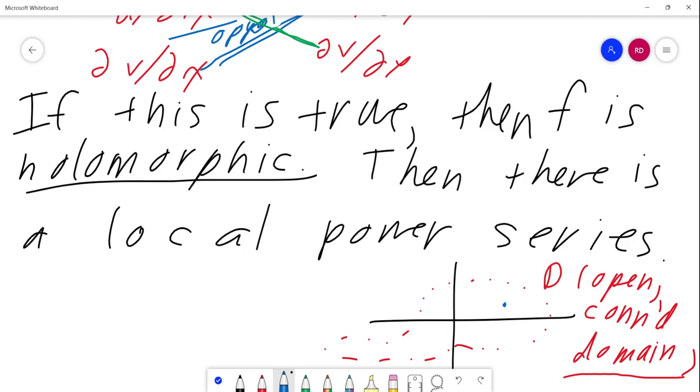So we pick a point here, z naught in D, and if the Cauchy-Riemann equations are true there, then there is some ball where if we do the power series at z naught, it will converge on that ball. And if that's true for every point in D, then we say the function is holomorphic on D. Now, the reason we want to talk about this is because it means the individual components have a special property too.